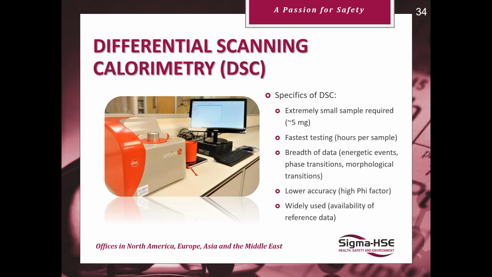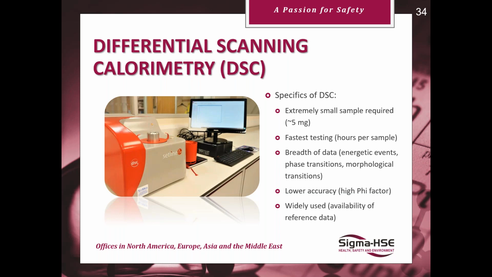Okay, so differential scanning calorimetry. DSC is a great one for really small sample amounts. We can typically use 5 to 10 milligrams. It's a really fast screening method that can be done in 2-3 hours, and it can give you a breadth of data. Specifically for us, we're looking at energetic events, but a lot of people in plastics, glass and geology use it as well, studying phase transitions, morphological transitions, melting points, glass transitions.